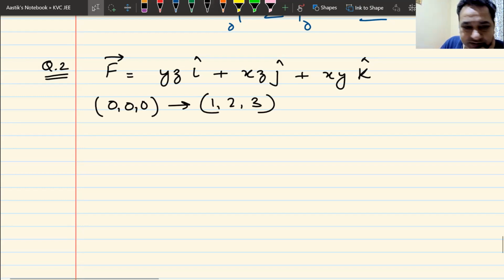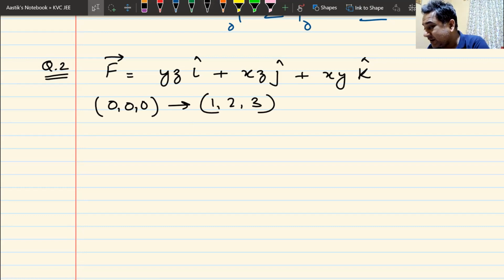I'll give you 2 minutes to solve it. If you can do this, well, congratulate yourselves. You have probably done the most difficult problem that can ever come.